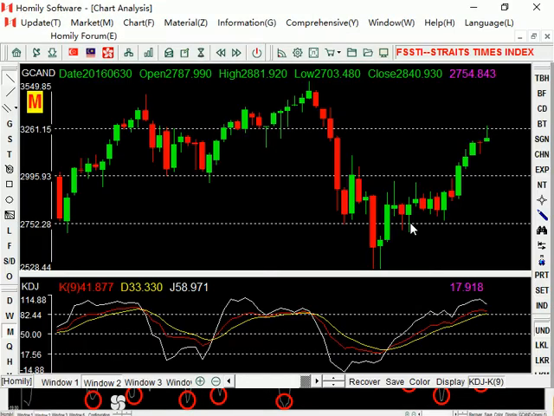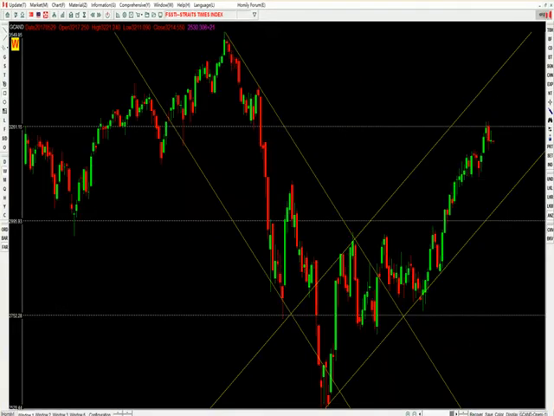Then we can see the weekly chart. On the weekly chart, we can draw the trend line, because you should know whether the trend is suitable for making profit or not. Then we can see the trend line. How to draw the trend line?